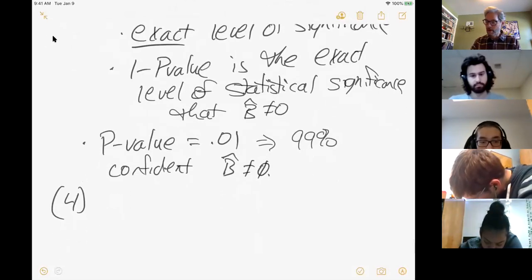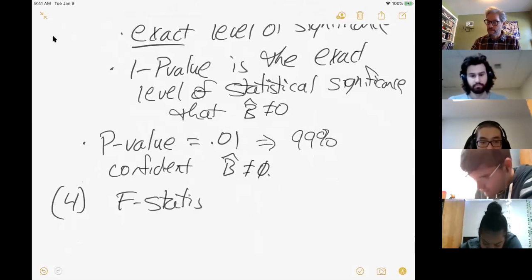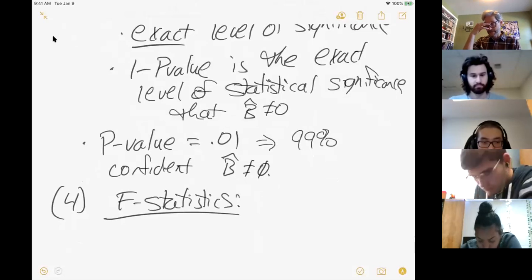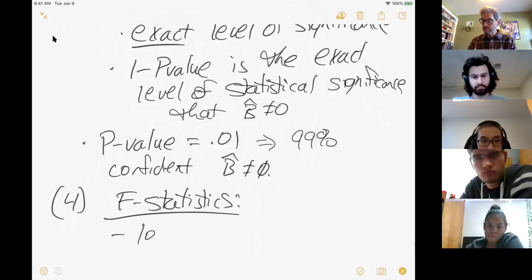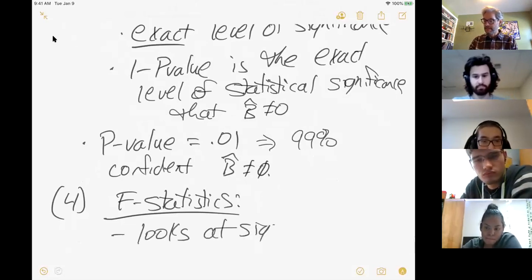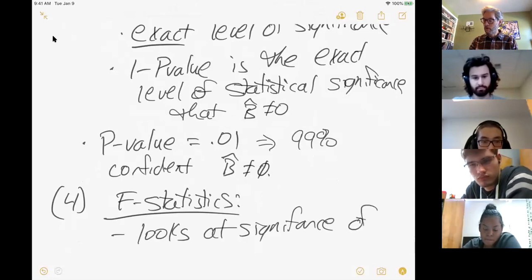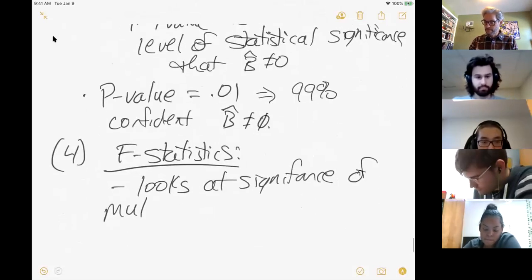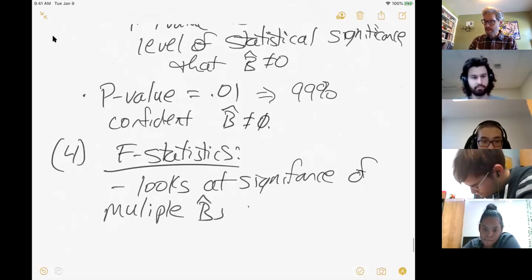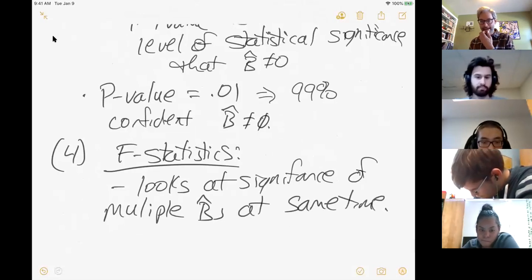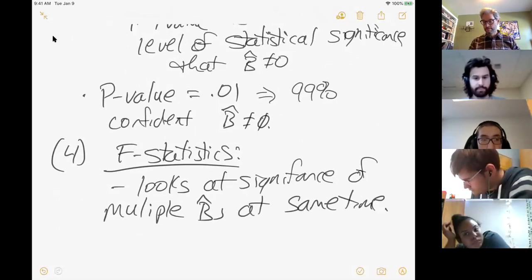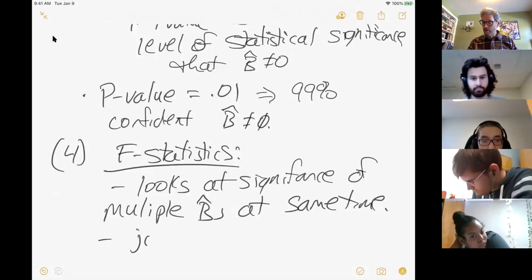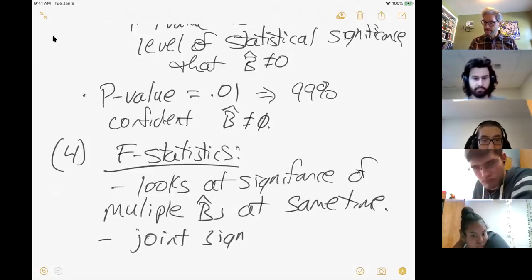Finally, some of your papers will talk about f-statistics. And I'm not going to really get into talking about f-statistics. Let me just tell you what they are for your reference. An f-statistic looks at the significance of multiple beta hats at the same time. So instead of looking at your beta hats one at a time, an f-test or an f-statistic looks at multiple beta hats. Sometimes this is called joint significance.